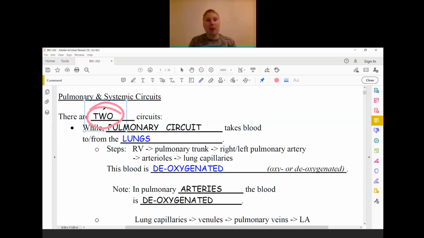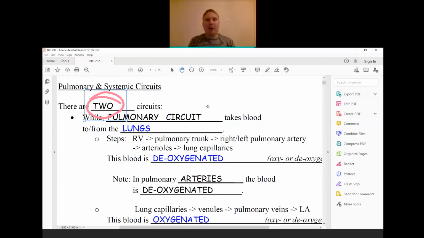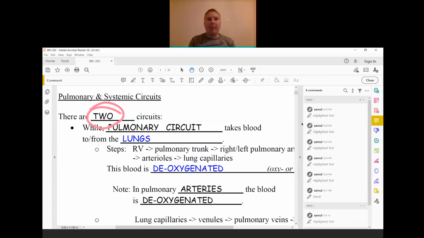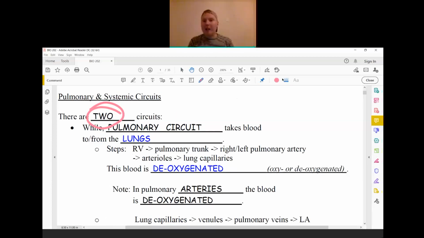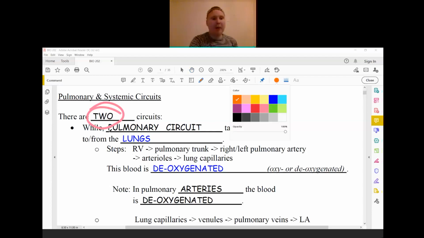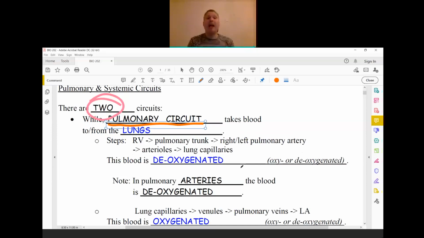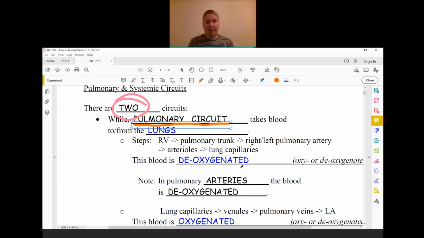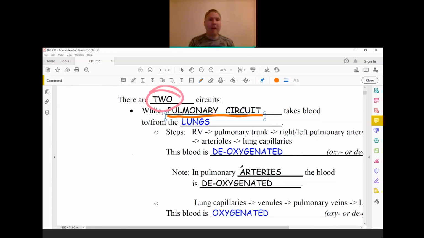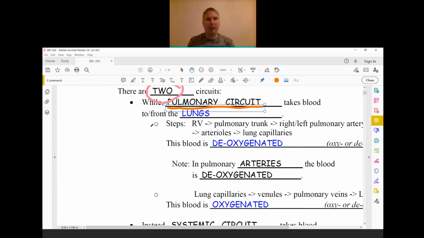So the first circuit that we're going to look at is the pulmonary circuit. And you might remember that the pulmonary circuit was this circuit that transported the blood from the heart to the lungs. So that's why the pulmonary circuit was an important one for us, that it's all about getting blood from the heart to the lungs and bringing it back from the lungs. So let's have a look at that circuit together.